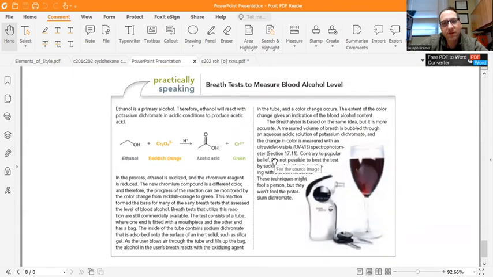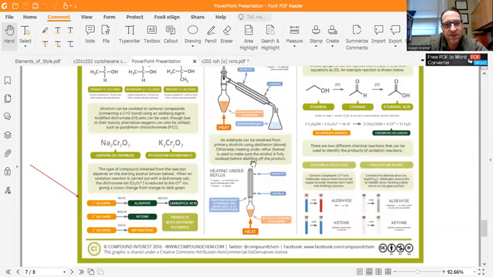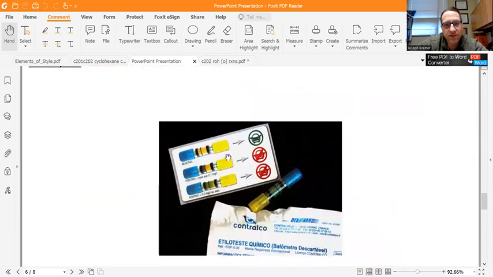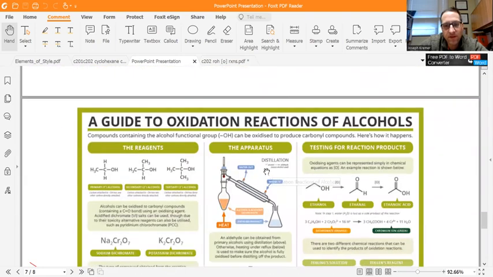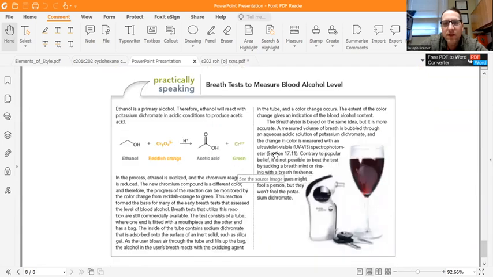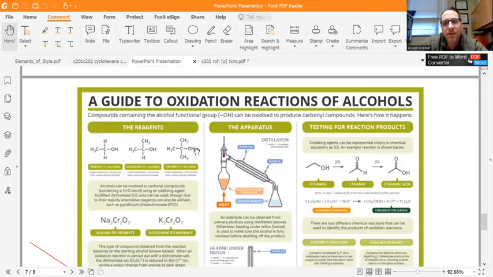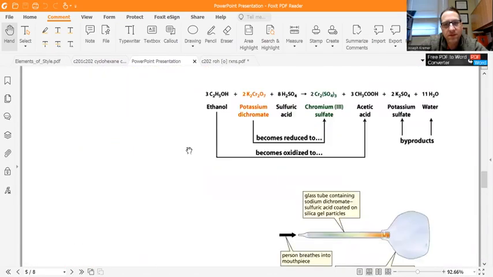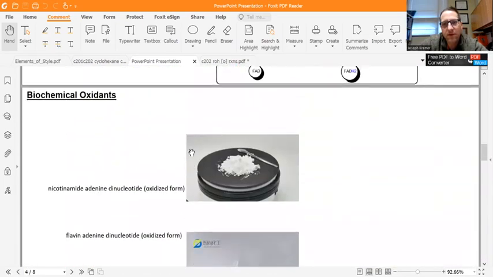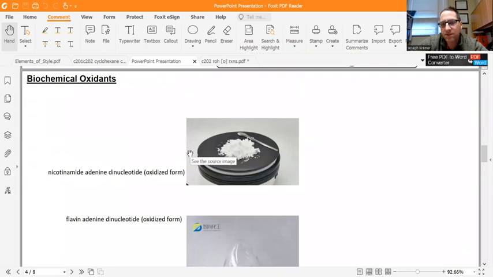Let's see, breath test to measure blood alcohol level. So this white stuff is silica gel. I just read that. You think you did a column on that, didn't you? And see the changing color, UV-vis spectrophotometer in the trunk of the police car. Neat. Good stuff.